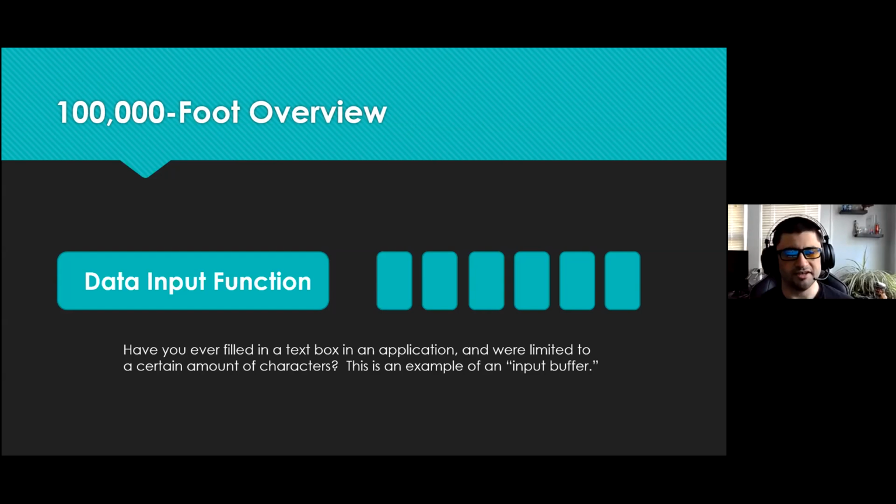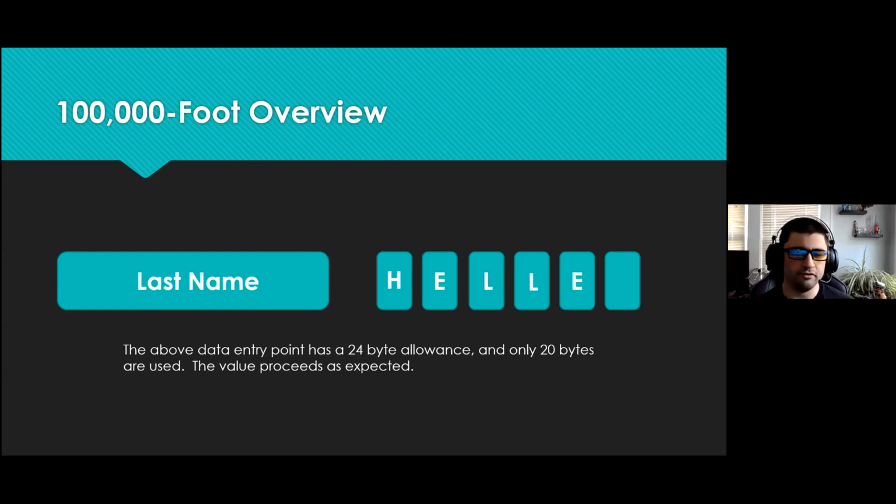And just as an example, when you go to fill out a form online or a form in a program and you're using data input, and it says you need to put in your last name. Here on the screen, you see last name, Helle, that's my last name, and there's 6 boxes there. We're going to pretend that each one of those boxes is worth 4 bytes. So I've got 20 bytes in total of text out of 24 available. This buffer would not be overflowed.